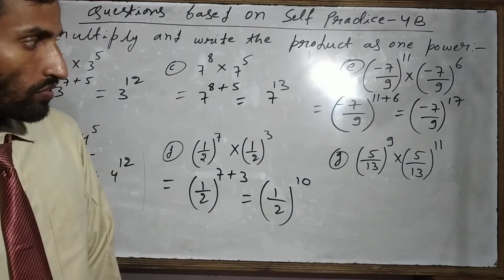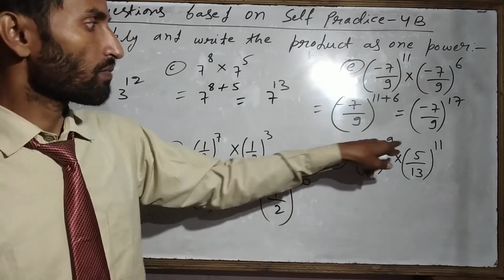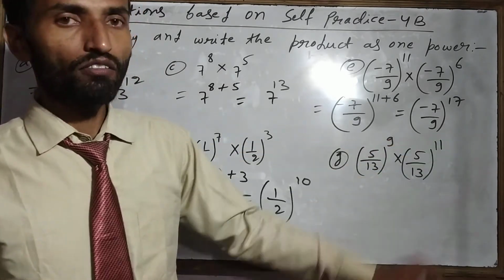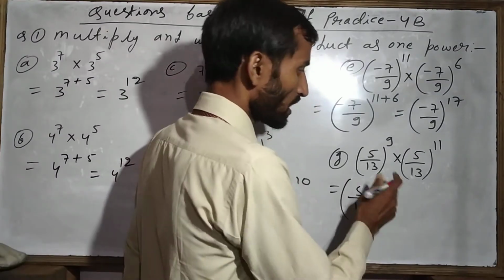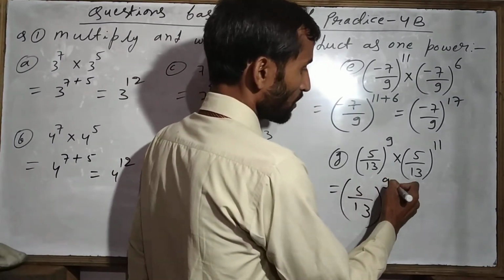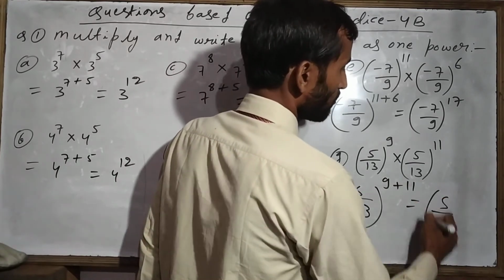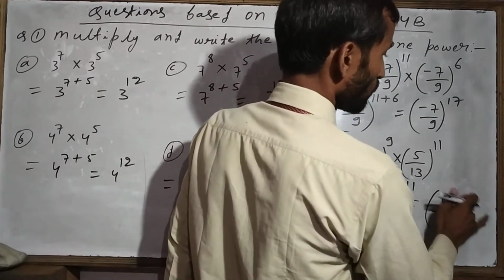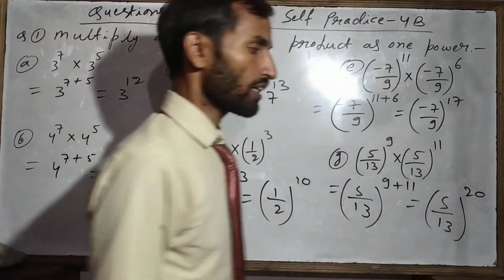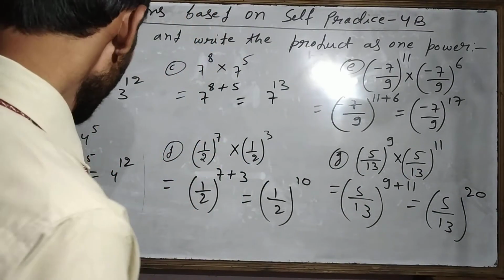Next one, G, 5 upon 30 power 9 is there, 5 upon 30 power 11 is there, both are the same base, so it will come 9 plus 11, sorry, 20 will come. So the power is 20. 5 upon 30 whole power 20 will come. Like that we will do the question.